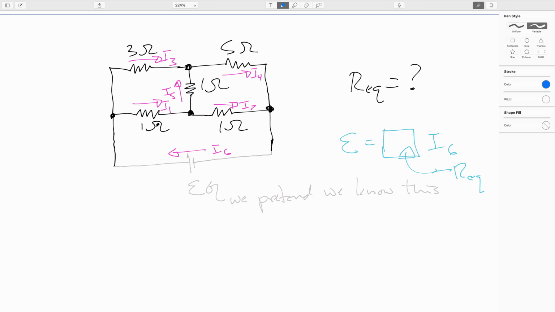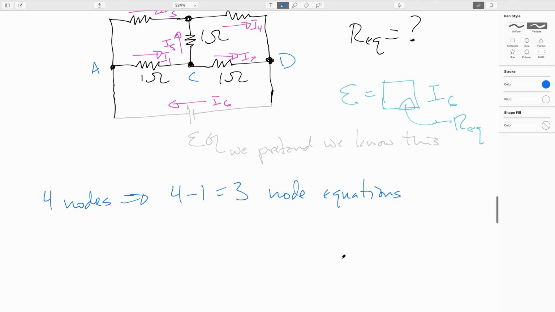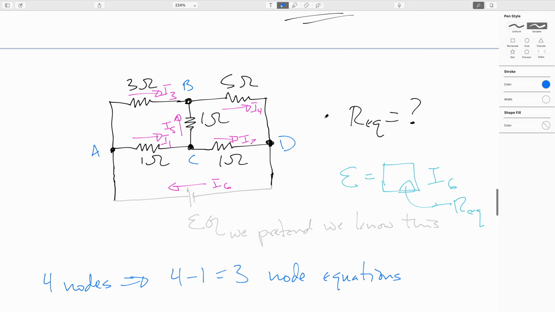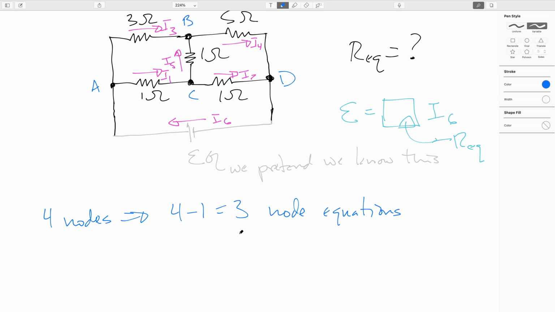All right, so since we've got more than 2 nodes here, let's go ahead and label nodes. So I'll call this node A, node B, node C, node D. So having labeled them, we can also already tell we have 1, 2, 3, 4 node equations. Since we've got 4 nodes, that means that we can write 3 of them. So 4 nodes means 4 minus 1 equals 3 node equations, and we want them all because they're easier to use. So let's go ahead and write them. It doesn't matter which 3 we pick. The fourth one will be equal to the sum of the other 3. So I'm just going to pick A, B, and C because they're the first 3 in the alphabet.